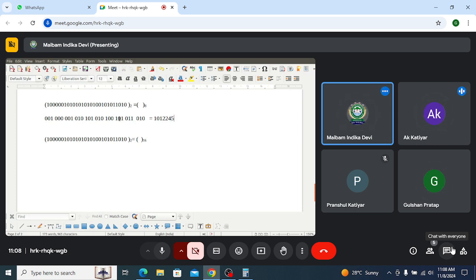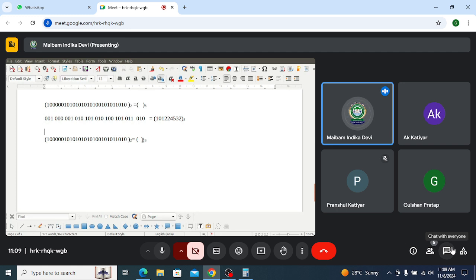Then 011 is 3, and 010 is 2. So now this is the octal equivalent of the given binary number. Understood? So this is one shortcut method.